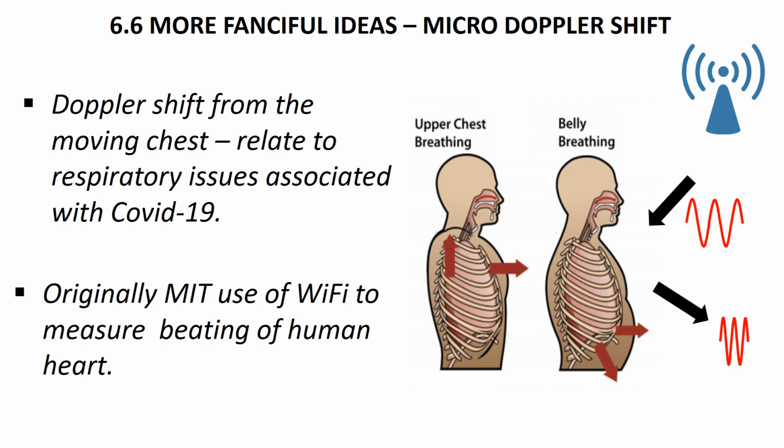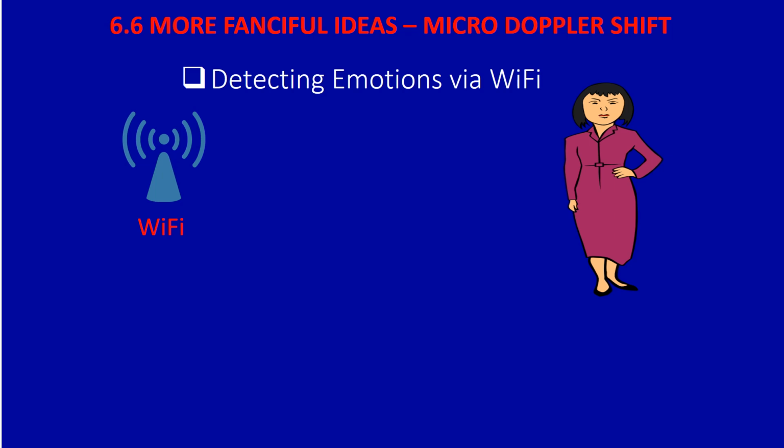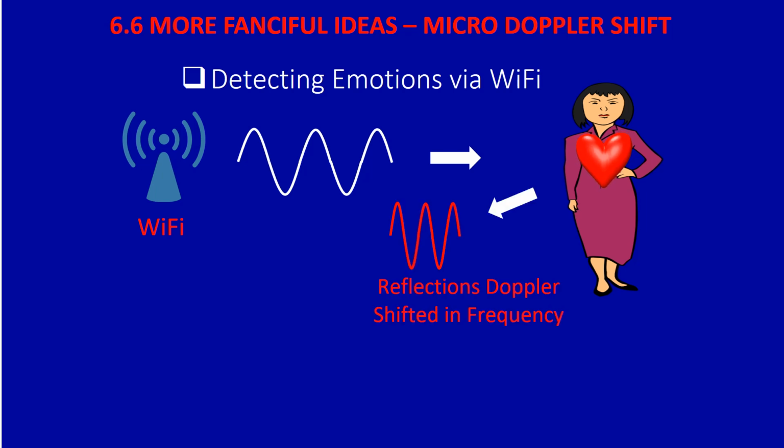So originally this was MIT research into the use of Wi-Fi to measure the beating of the human heart. So let's just see what that original research was like. It was basically this: imagine you have someone, say it's a hostage situation, they're in another room, you've got Wi-Fi all around you, and the Wi-Fi signals are hitting both the hostage and the hostage taker, and there'll be a beating of the heart, and that heart will produce a micro Doppler shift in the return frequency, assuming the person is standing still, there's no other frequency shift.